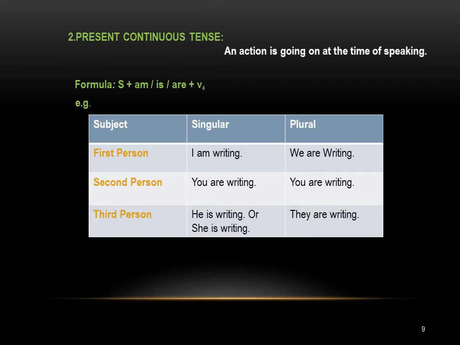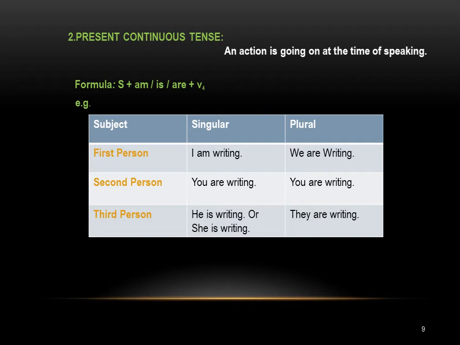Next, second person related sentence. You are writing. You is subject, are is helping verb. Writing is present participle form of verb. And plural column, you are writing. You is subject, are is helping verb. Writing means present participle form of verb. Okay, next, third person.